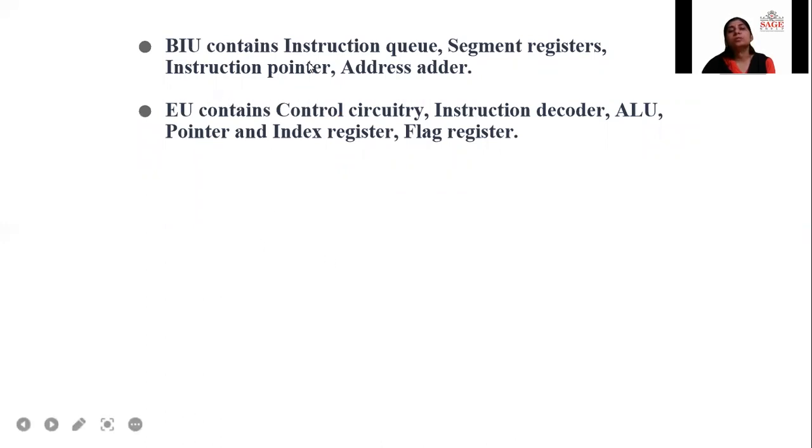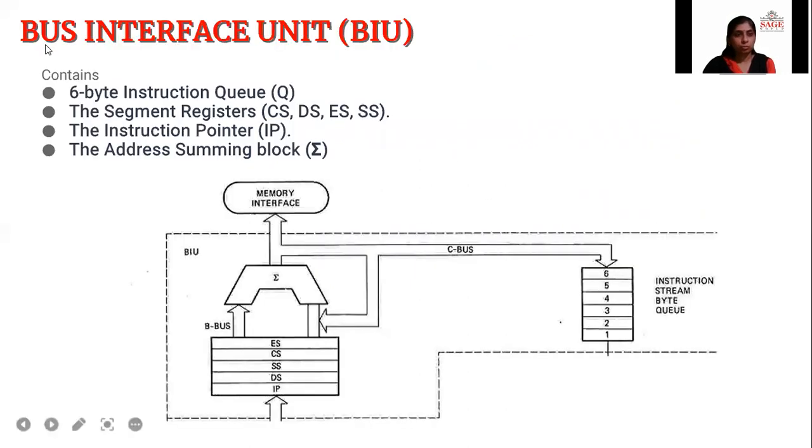The BIU consists of the instruction queue, segment registers, instruction pointer, and address adder, and the execution unit contains control circuitry, instruction decoder, arithmetic logic unit, pointer and index registers, and flag registers. First of all, we will discuss the bus interface unit. It consists of a 6-byte instruction queue, segment registers, instruction pointer, and the address summing block.